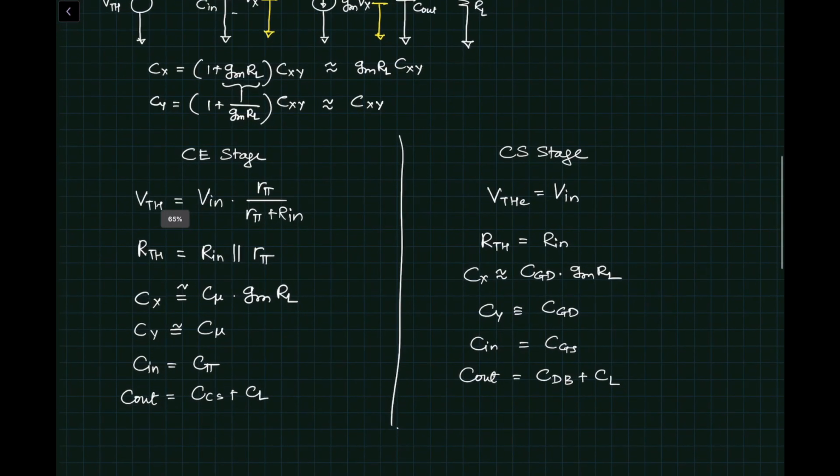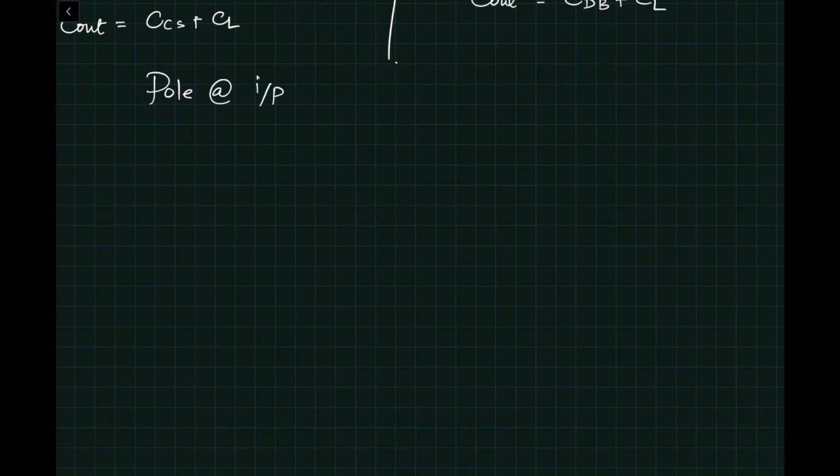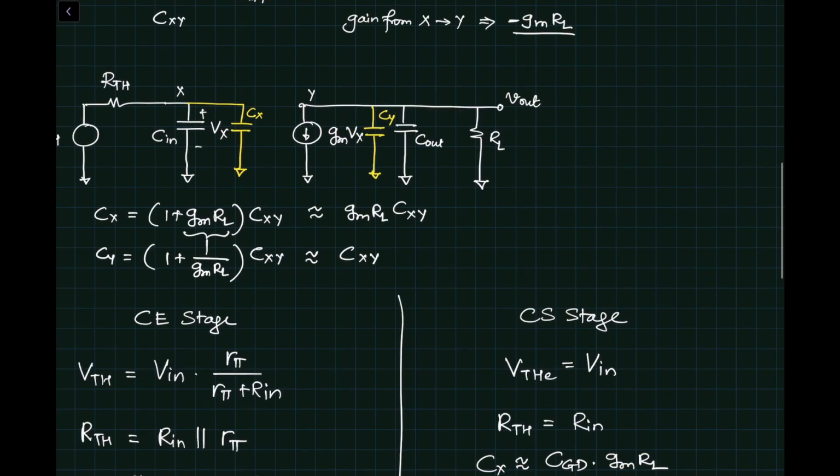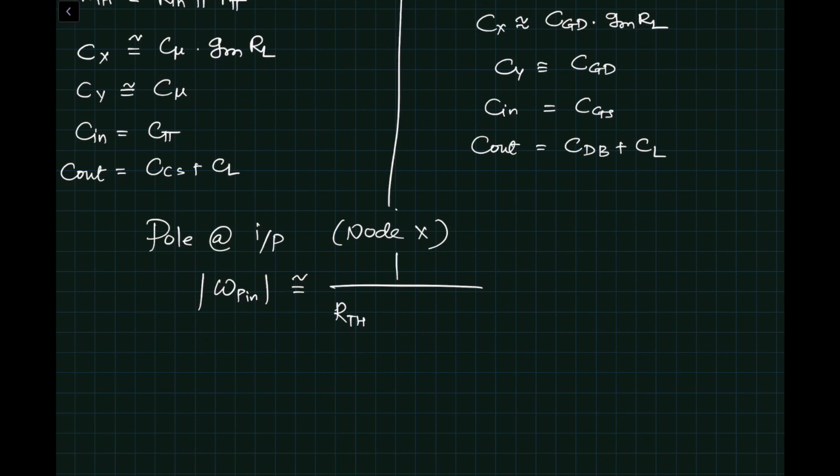The pole at the input, which is node X, will be omega P input, equal to the reciprocal of RTH. You can see here, this is the only resistance that you will see from node X to ground, and you will see the total capacitance, this one. That should give us omega P in, which will be in this case Cin plus gmRL CXY.